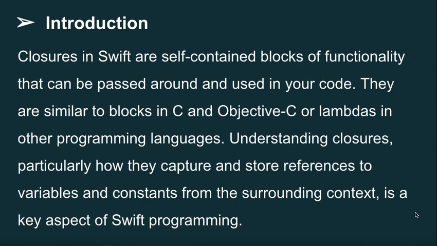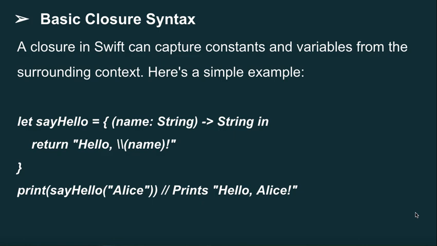Introduction. Closures in Swift are self-contained blocks of functionality that can be passed around and used in your code. They are similar to blocks in C and Objective-C or lambdas in other programming languages. Understanding closures, particularly how they capture and store references to variables and constants from the surrounding context, is a key aspect of Swift programming.